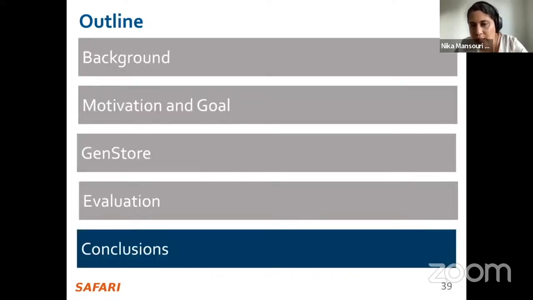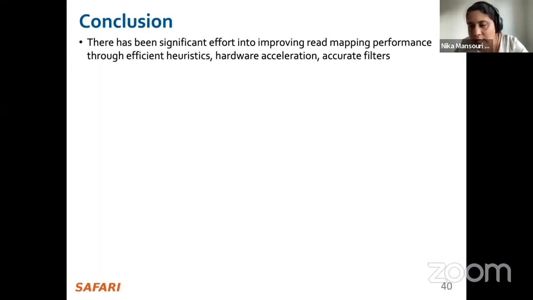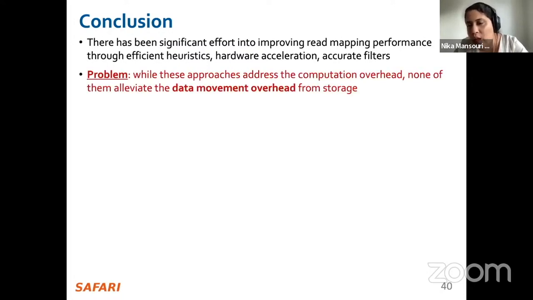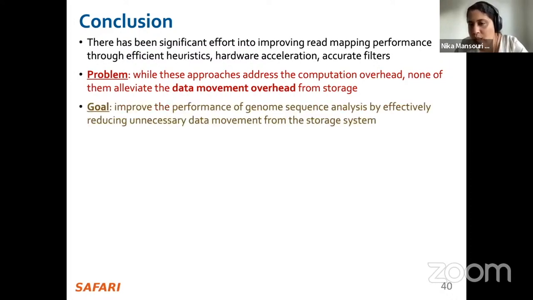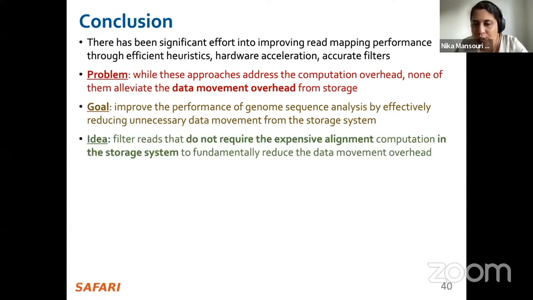Now let me conclude by giving the summary. There has been significant effort into improving read mapping performance through efficient heuristics, hardware accelerators, and various filters that prune reads that do not require expensive computation. While these approaches address the computation overhead in read mapping, none of them alleviate the data movement overhead from storage, whose impact becomes even larger when the computation overhead gets alleviated. Our goal is to improve the performance of genome sequence analysis by efficiently and effectively reducing unnecessary data movement from the storage system. The key idea is to filter reads that do not require the expensive ASM computation in the storage system to fundamentally reduce data movement overhead.